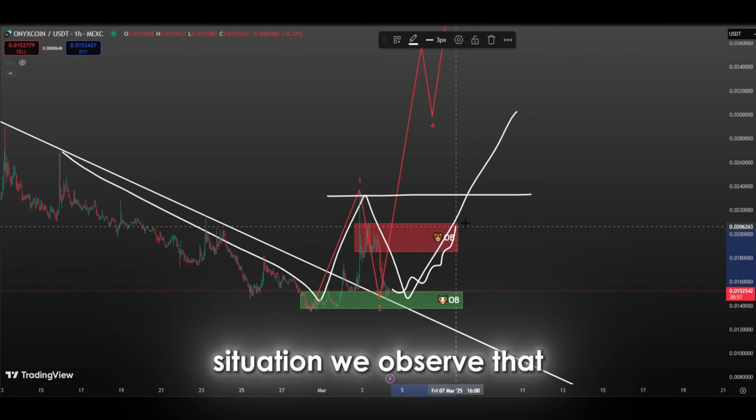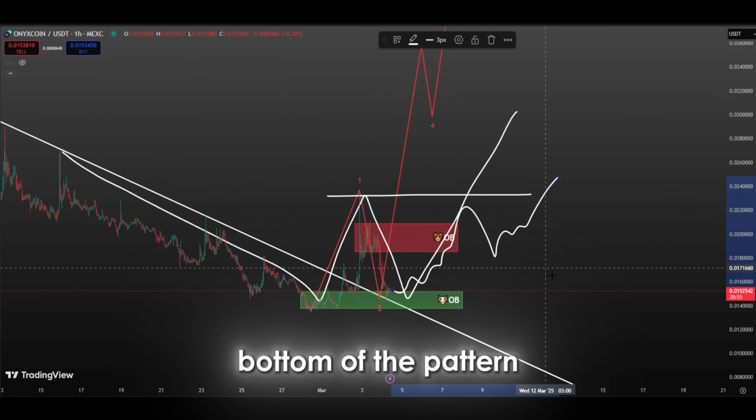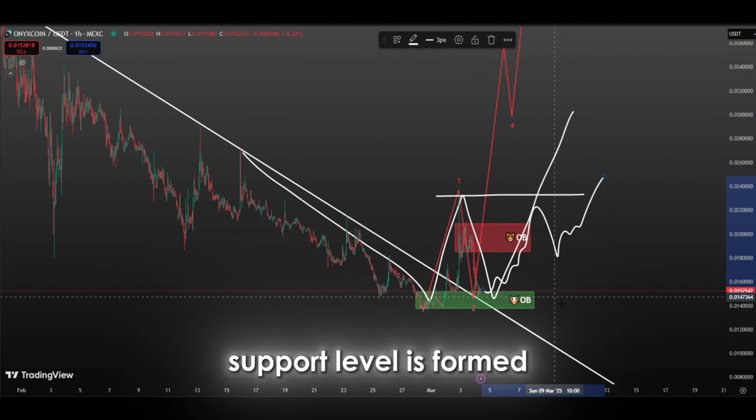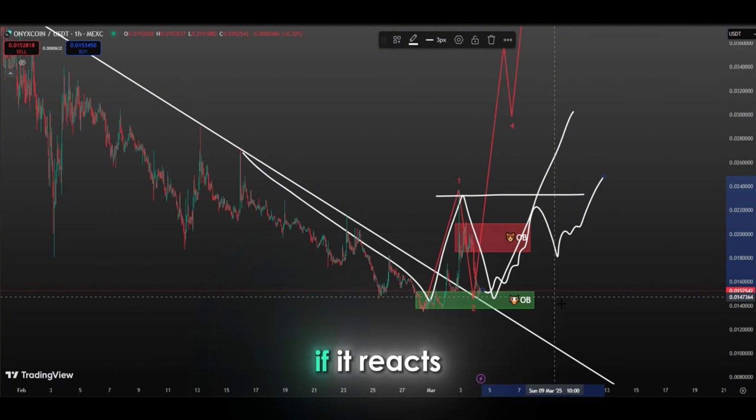In the current situation, we observe that the price is at the second bottom of the pattern. This is a critical zone where buyers re-enter the market and a strong support level is formed. If it reacts and breaks the next zone, it will rise back to where the pattern started.